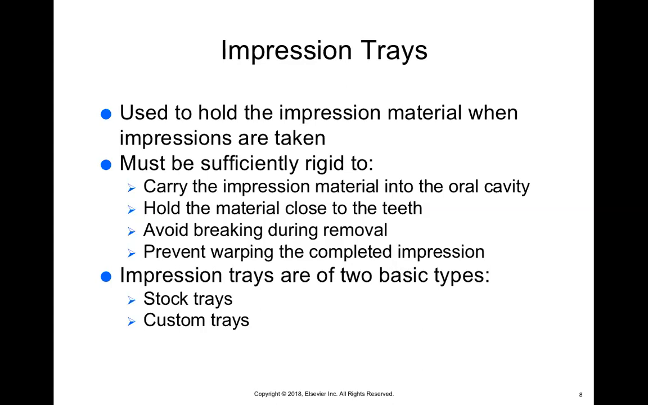So the tray, in order for it to work during this process, has to be able to hold the impression material in the mouth, right? You don't want to use a tray that's flimsy or a tray that's going to break under pressure when you put it into the patient's mouth. It has to be able to hold the material close to the teeth. So you don't want one that's too wide or too flexible. Of course, you don't want it to break when you remove it. And you don't want it to warp the material.